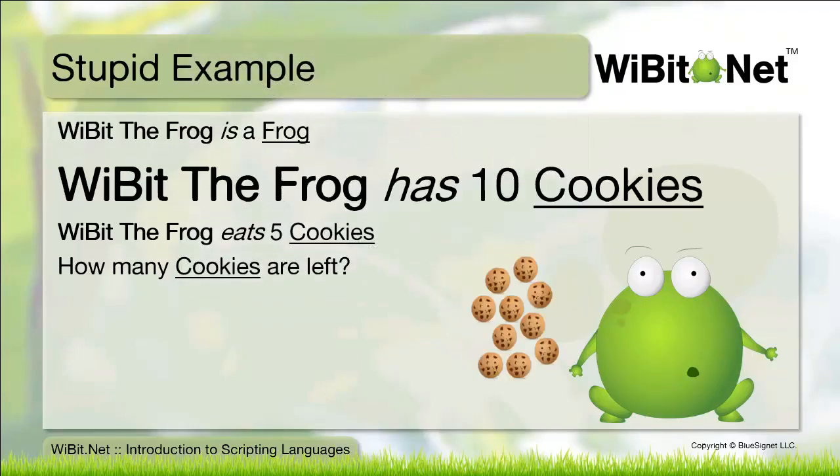So Wibbit the Frog has 10 cookies, and I know this because my script told me that there are 10 objects, and those objects are cookies. I don't think you have 10 cookies there. I think you have 9. No, you have 10. Is it 1, 2, no, 3, it's 10. 5, 6, 7, 8, 9? That's 10, you dummy. That's totally 10.